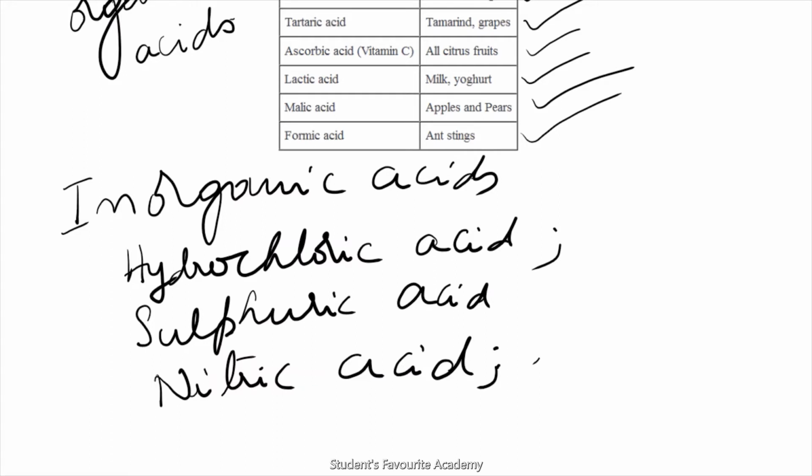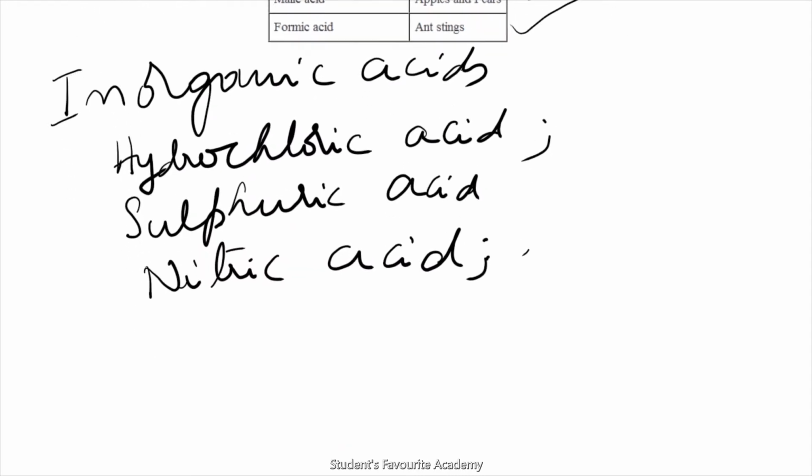So now, let us again revise. How do we define acids? Acids are defined as compounds which contain one or more hydrogen atoms and when dissolved in water produce hydronium ions, H3O plus, as the only positively charged ion. So now you must understand the definition clearly and be able to write it.